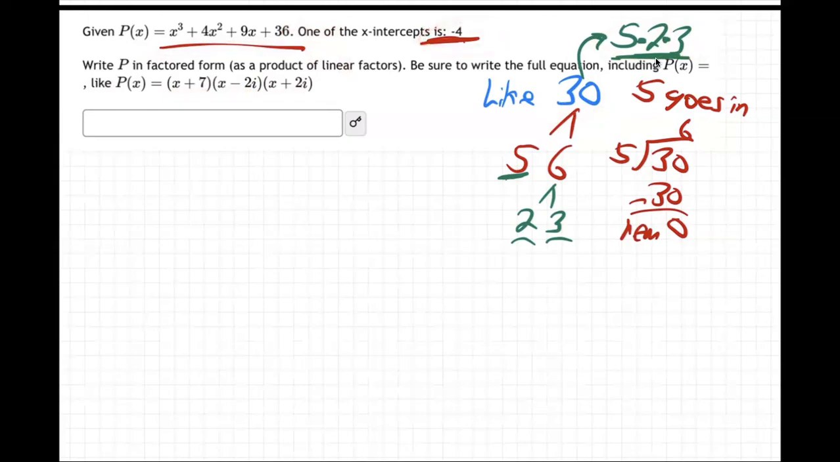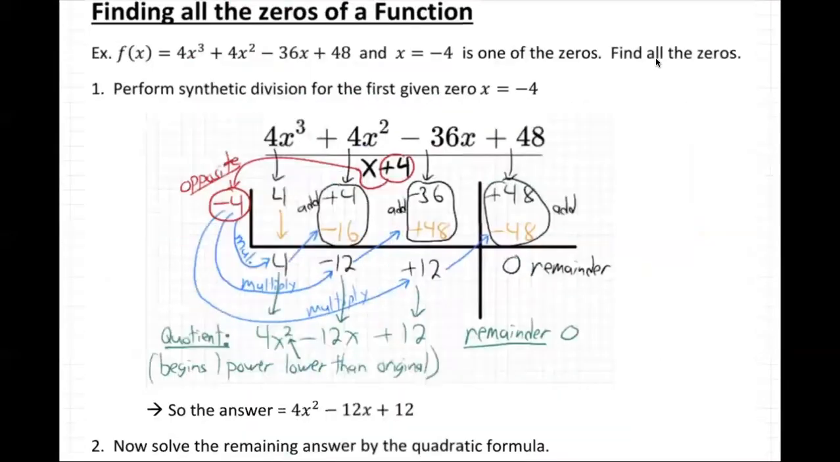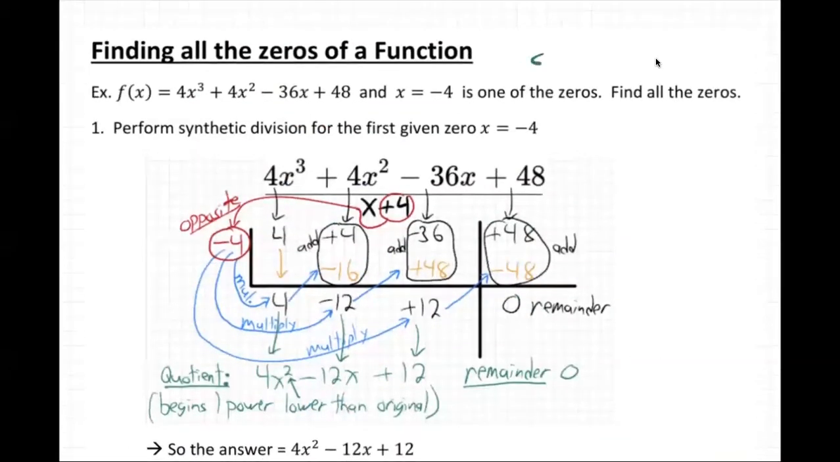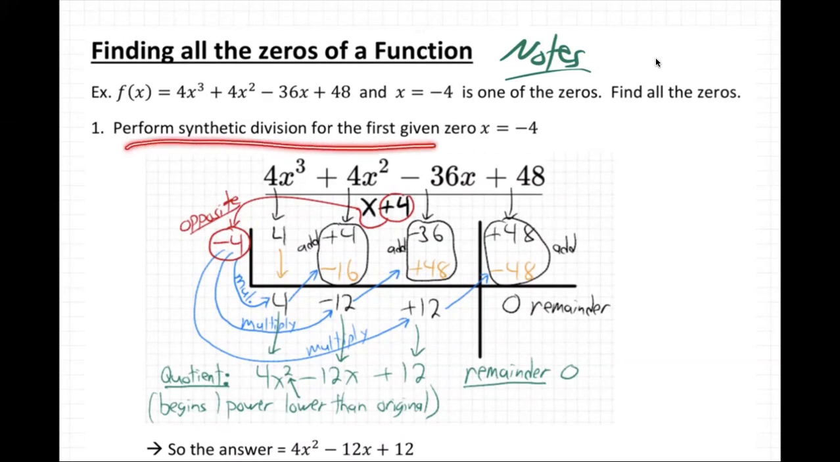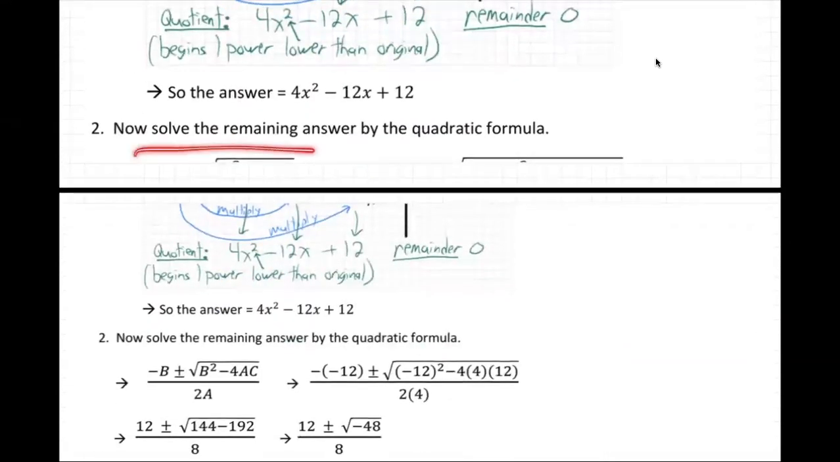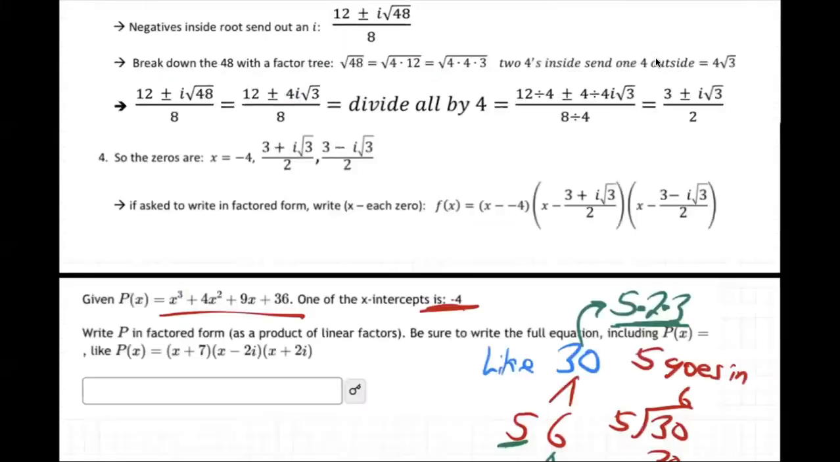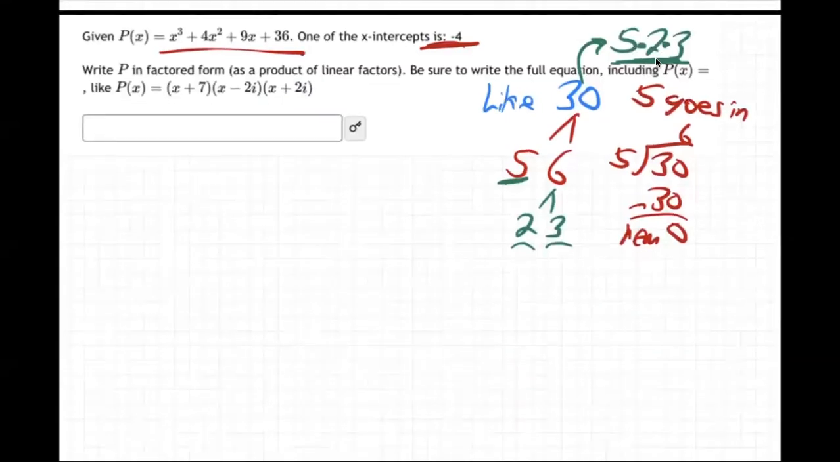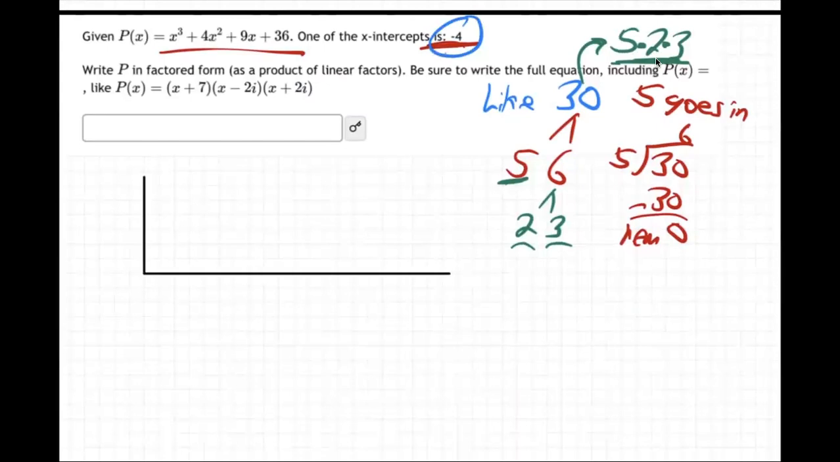So the first thing we do, here's the notes for this material. And what does it say first? It says, perform synthetic division for the first, whatever they give you first, do this synthetic division. And after you do that, now solve the remaining by the quadratic formula. So that's what I'm going to do. So I'm going to come down here and go, okay, synthetic division time. So here we go. And grab that -4.